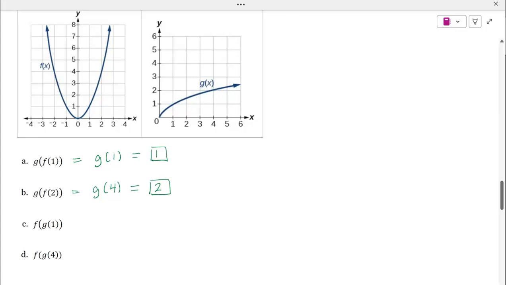What if I start on the right-hand side? What if I start with g? When I plug 1 into the function, I get 1. And when I go to f and I plug 1 into the function, I also get 1. So look at this example and look at this example. I have g of f and I also have f of g, and I'm getting the same output. When we get the same output like that, that's the definition of inverse functions.